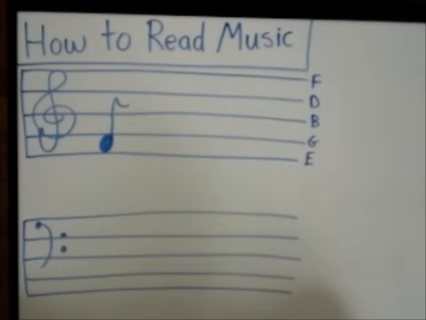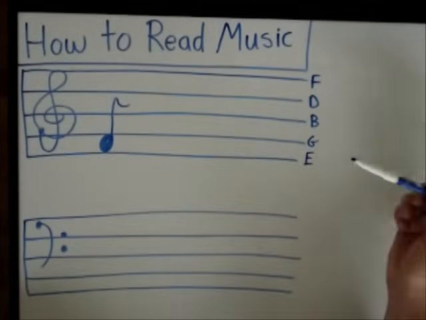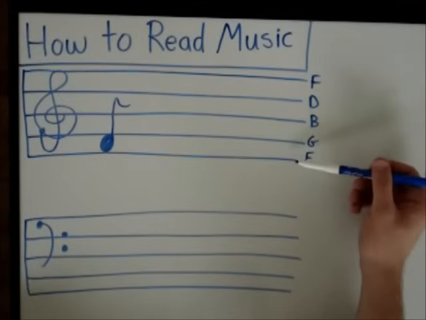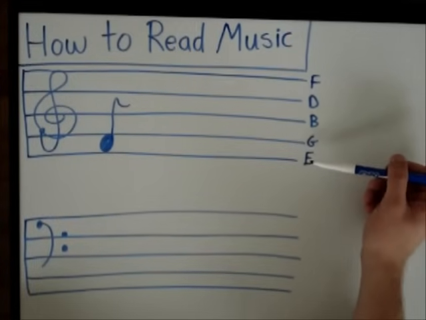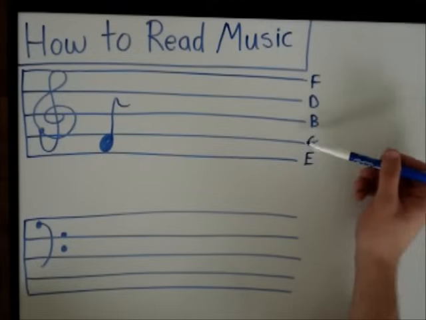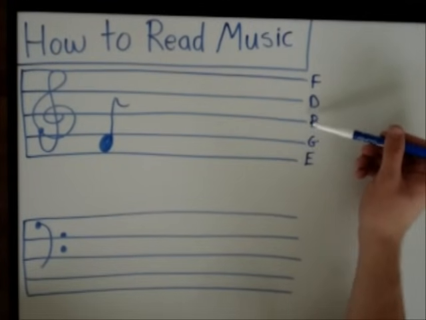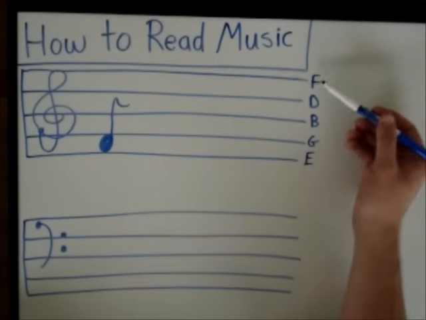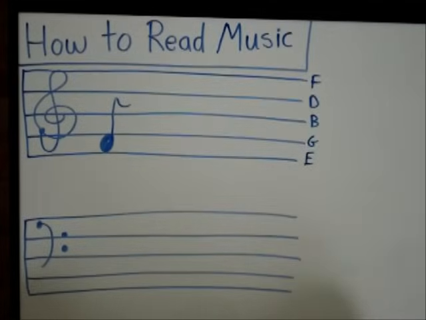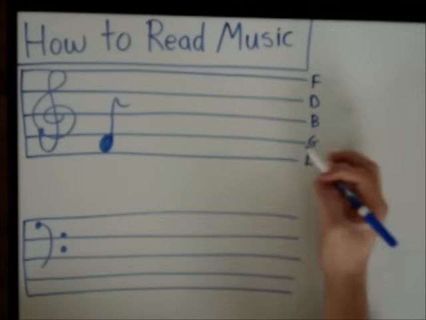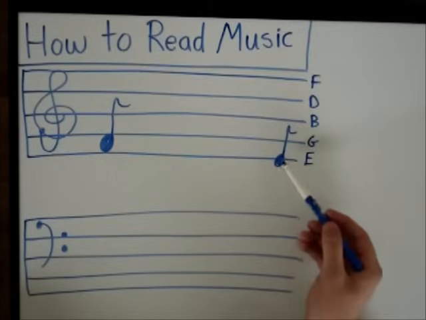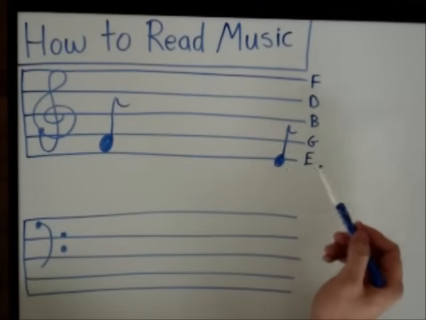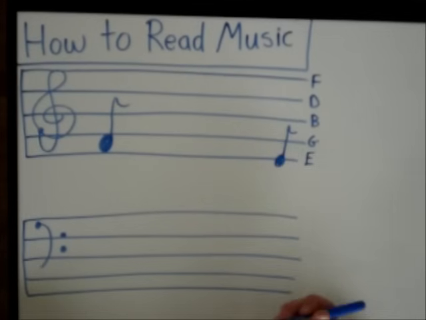So for instance, in the treble clef, the bottom line represents the note E, then G for the second line, then the third line, fourth line, fifth line. These represent the lines. If you see a note, say right here, that is telling you you're going to play an E note.